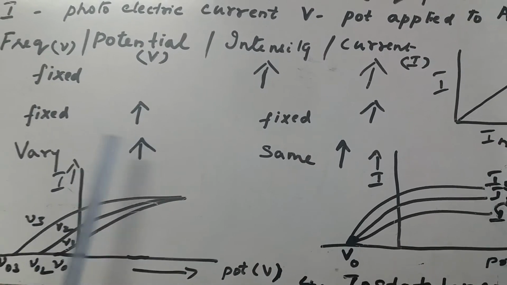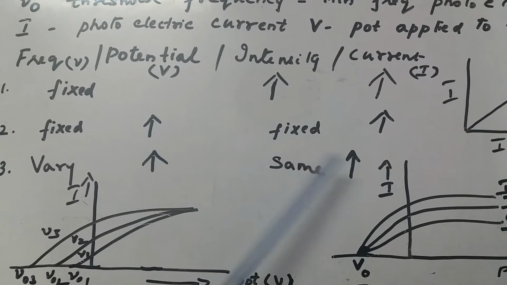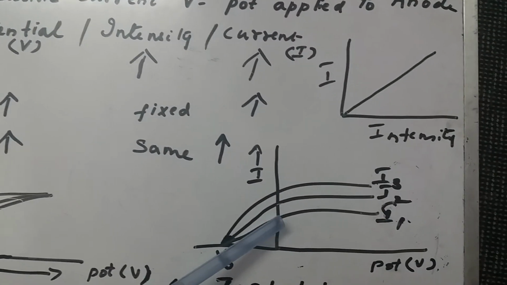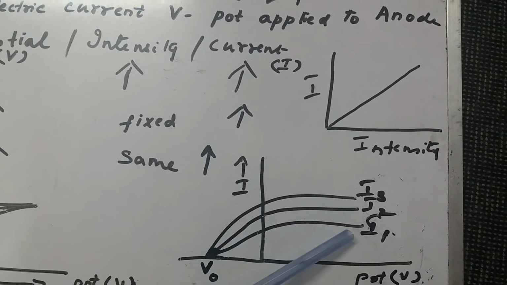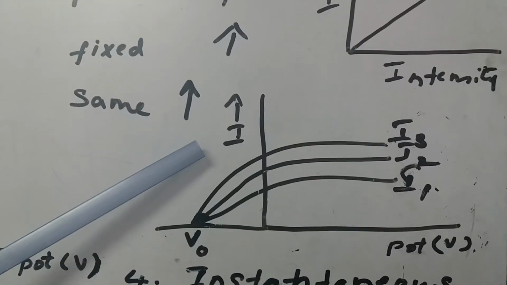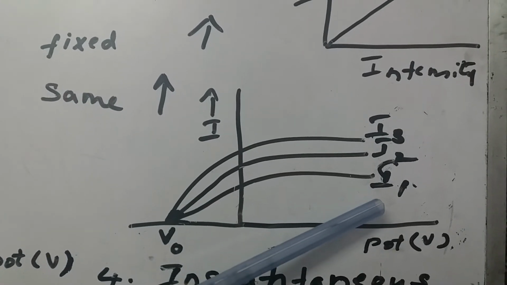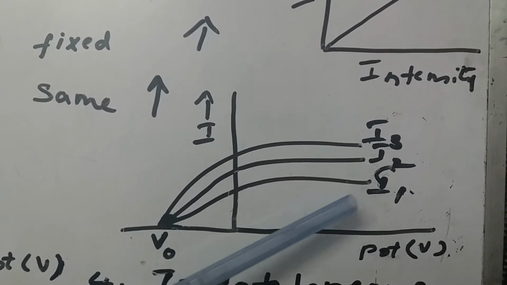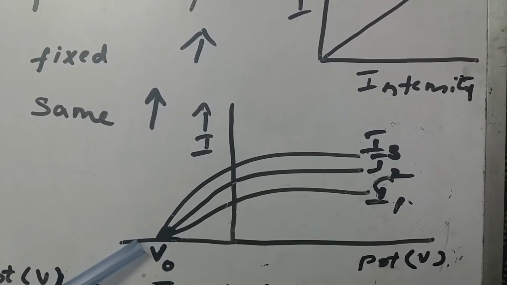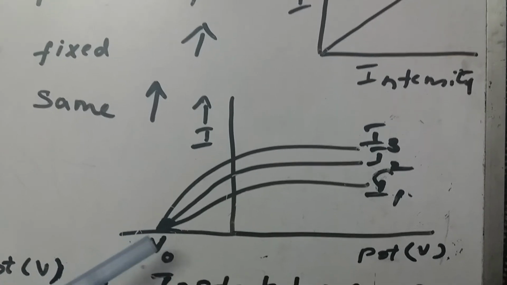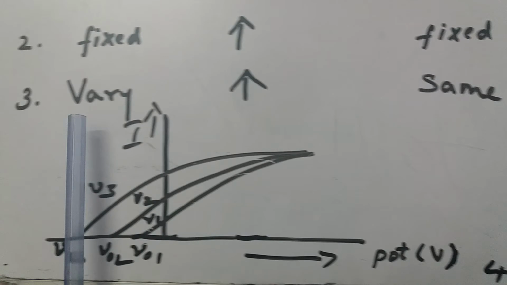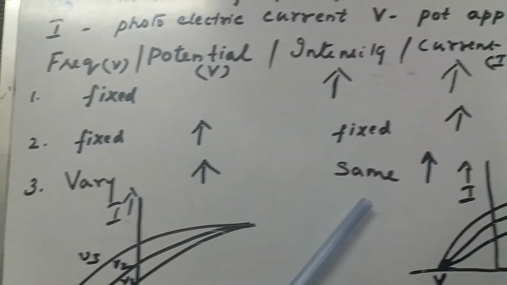And here, for a given material, as the potential is increased, the current also is seen to increase. And then it is seen that it is reaching a maximum value called the saturation current. Here you can see the current is depending on the intensity. But the stopping potential, which is the potential applied to the anode for the current to be 0, is independent of the intensity. Coming to the third law, the frequency is varied and the intensity is kept the same.